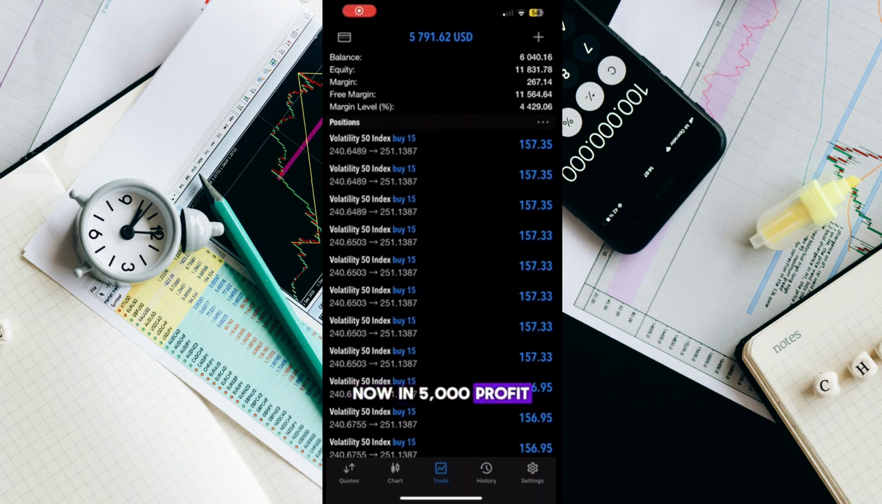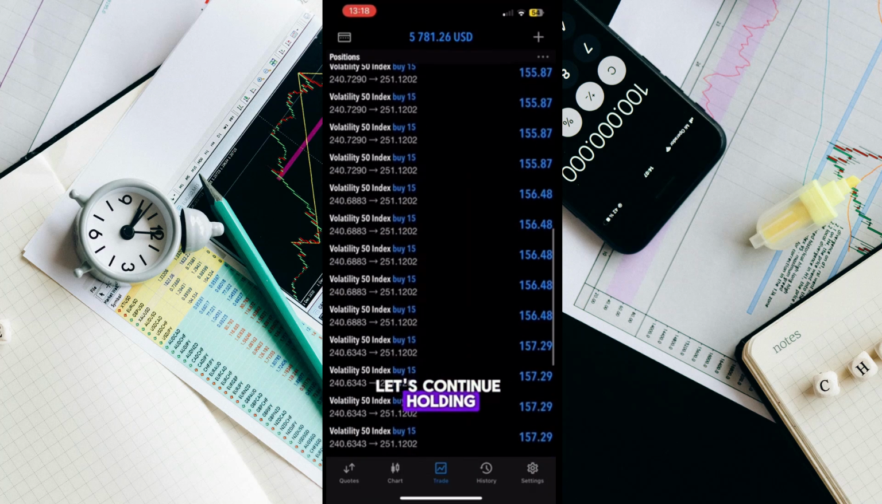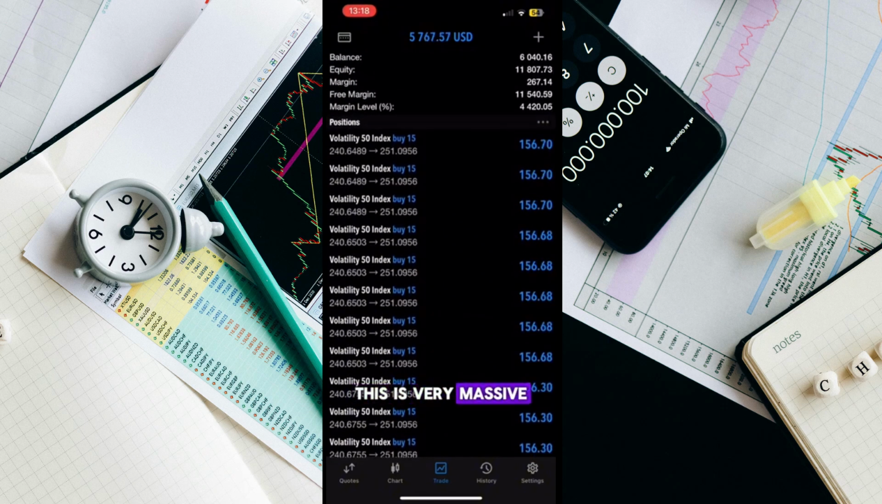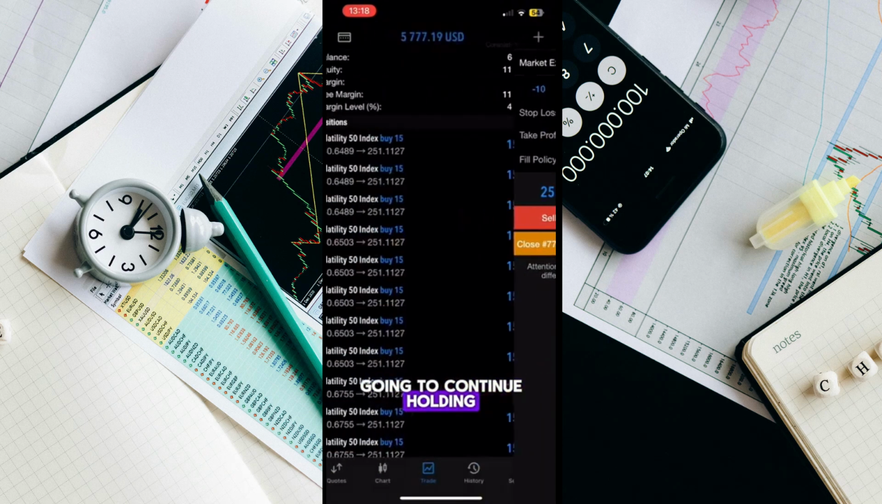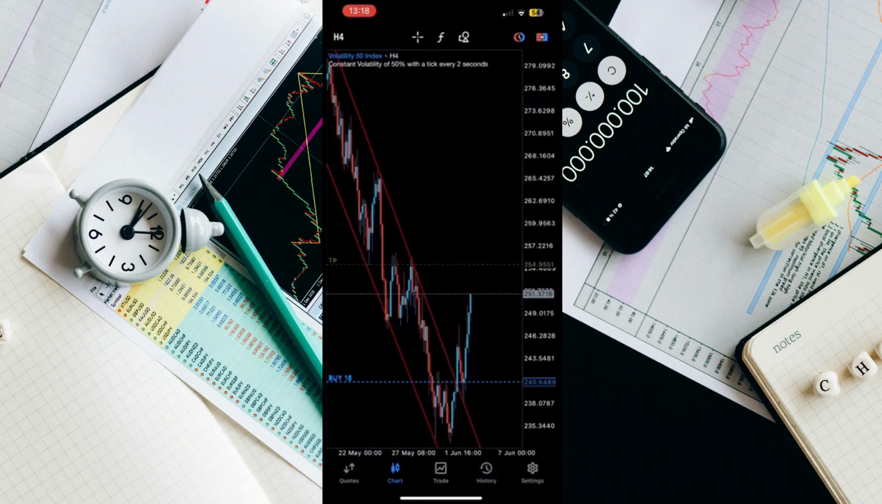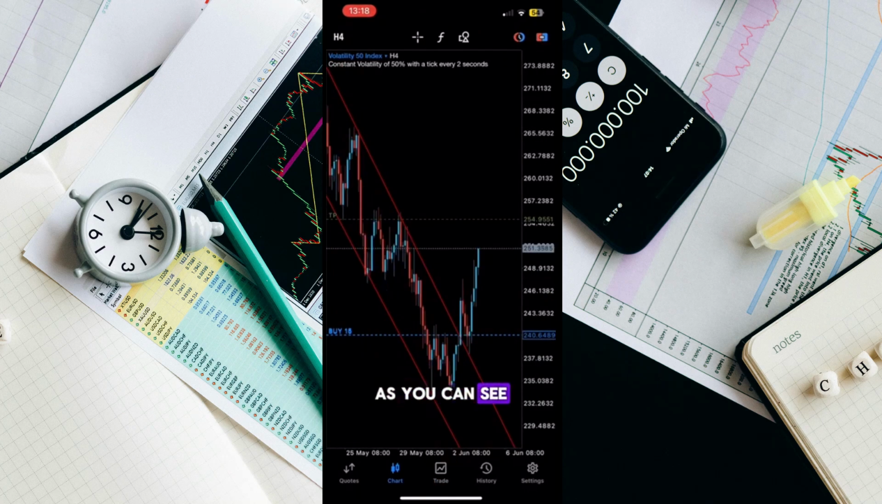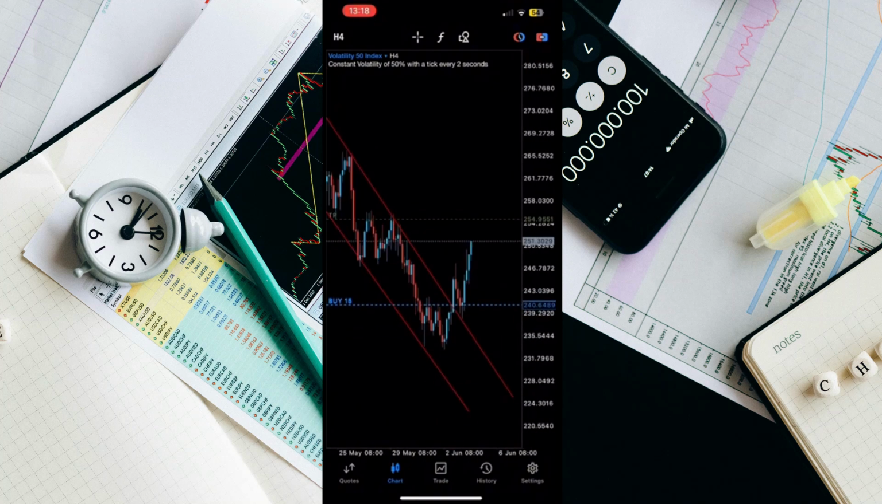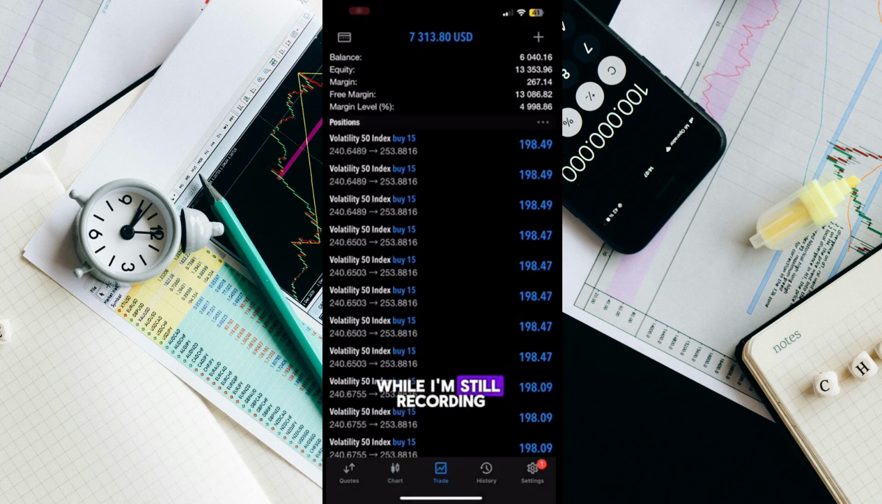Now we're in 5,000 profit. Let's continue holding. This is a lot. This is very massive, but we are just going to continue holding. As you can see, the market is actually going towards my take profit. So I was hoping the market can reach that take profit while I'm still recording, but however, it did not. So this is a lot.